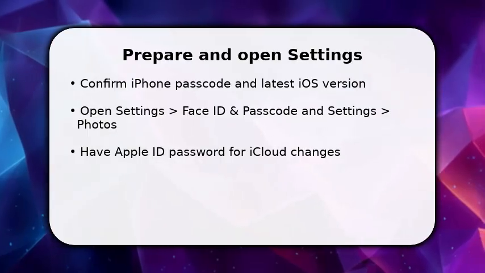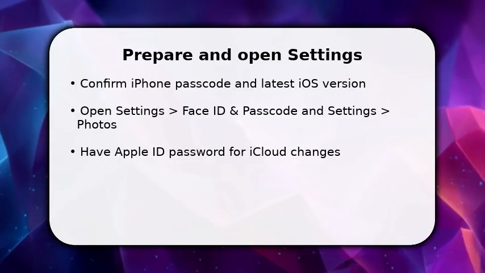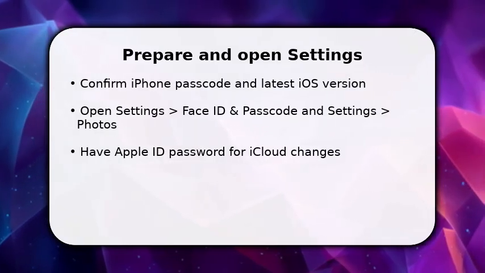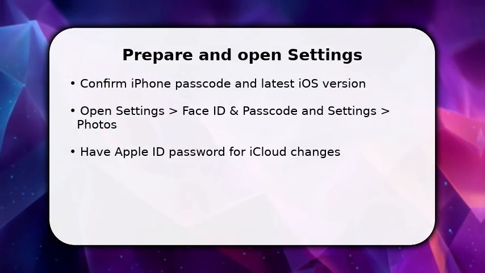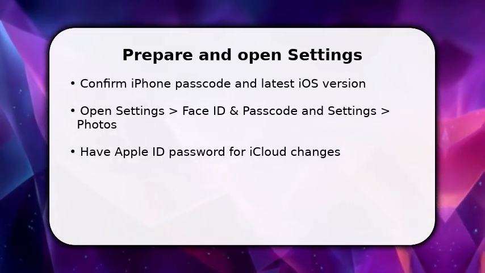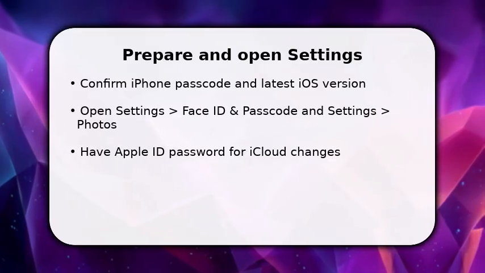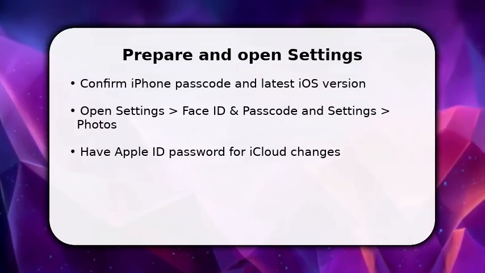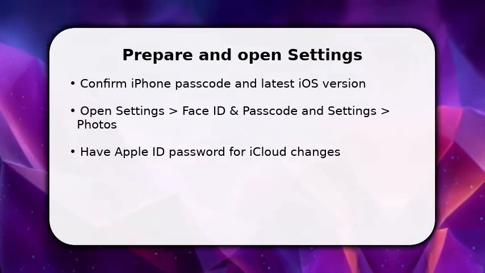You'll start immediately in Settings. Make sure you know your passcode and that iOS is up to date. First, go to Settings, then Face ID and Passcode and authenticate. Once in, you can disable biometric unlock features. This prevents the phone from recognizing your face for unlocking and purchases.